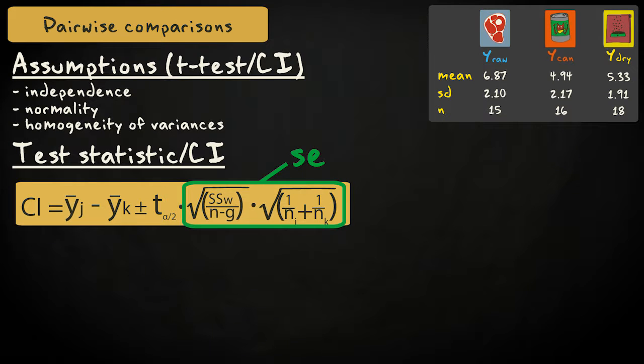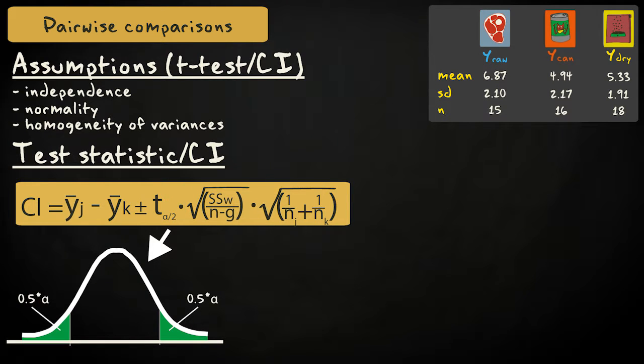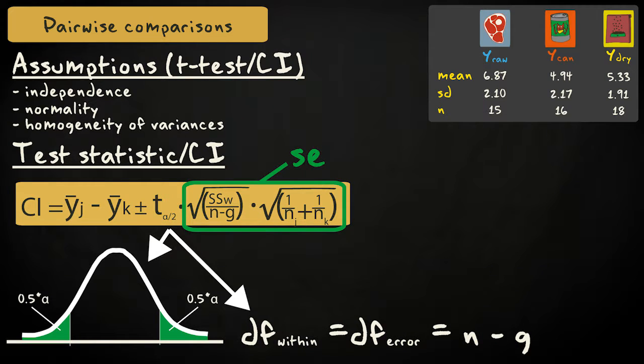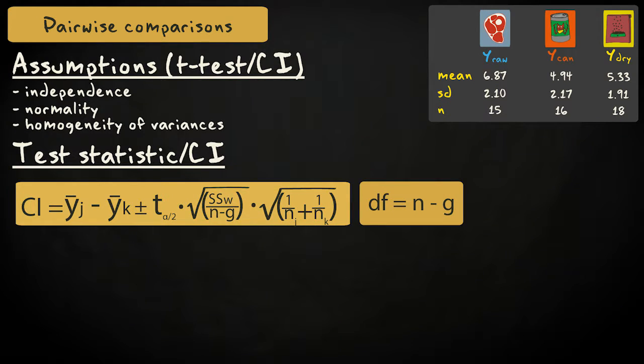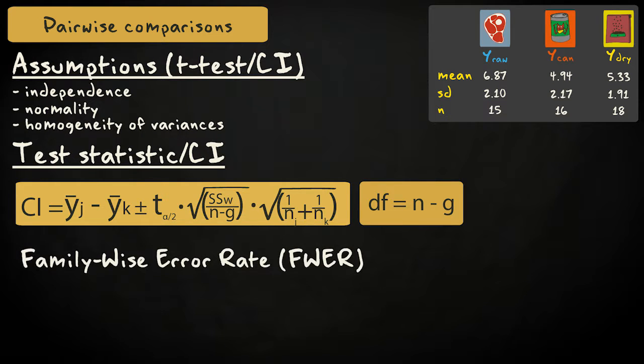It's the difference between the means of group J and K minus and plus the appropriate t-value times the standard error. The t-value is the value associated with half of the significance level and the error degrees of freedom, which equal the total number of observations in all groups minus the total number of groups. The standard error equals the residual standard deviation, the square root of the within sum of squares divided by the error degrees of freedom, times the square root of 1 over the size of group J plus 1 over the size of group K. If the assumption of homogeneity is violated, you should use the formula that makes no assumption about the population variances.